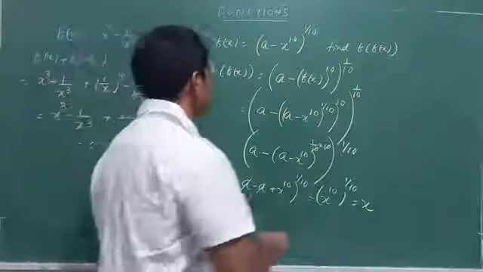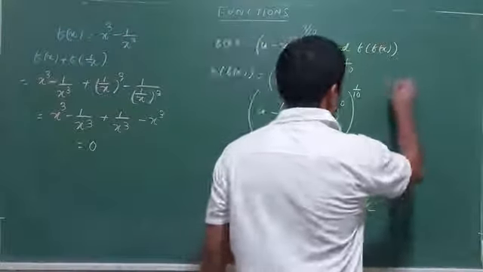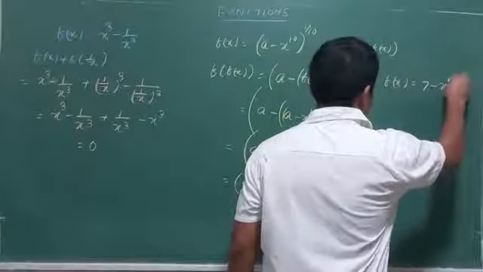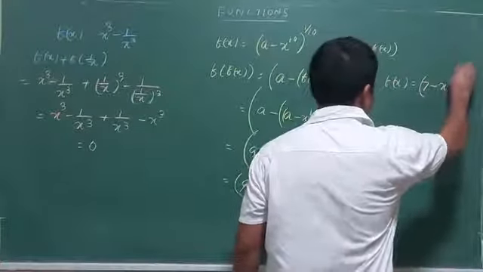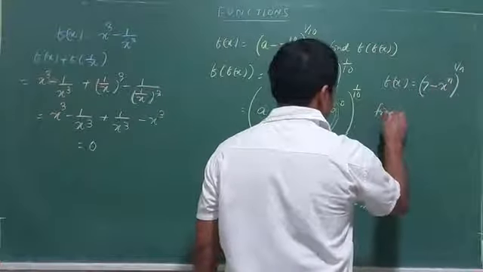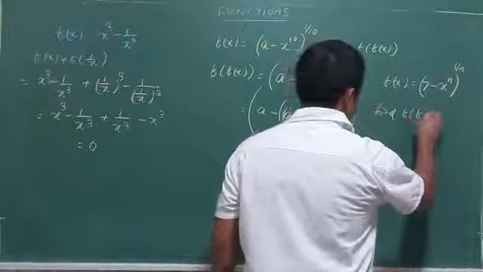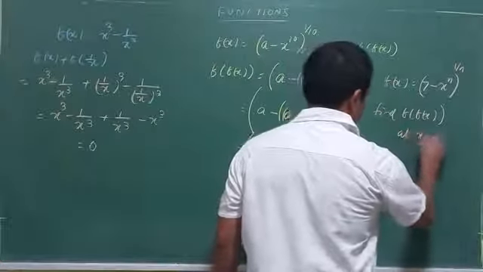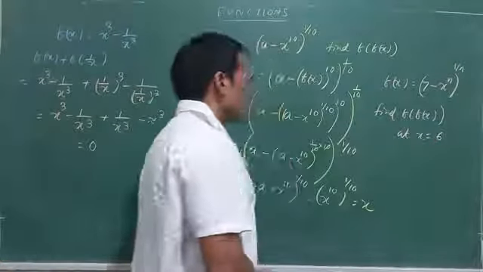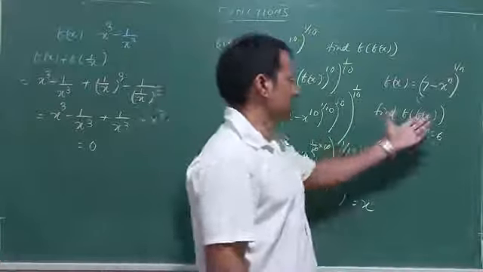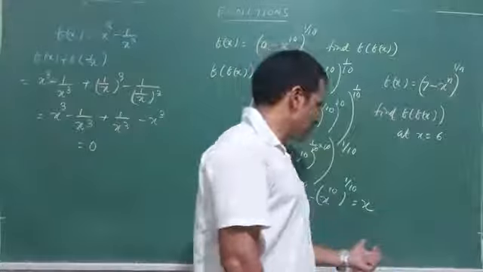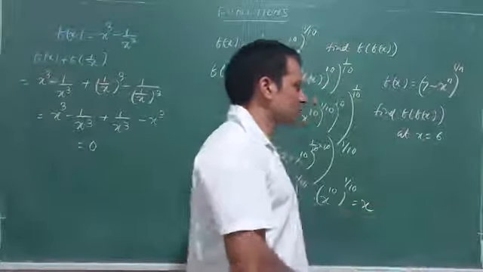Similarly, they may ask you the question f(x) equals (7 − xⁿ) whole to the power 1/n. Find f of f(x) at x equals 6. Almost a similar question. You will replace this value, and here also you will get the answer as x, then replace it by the value x equals 6.